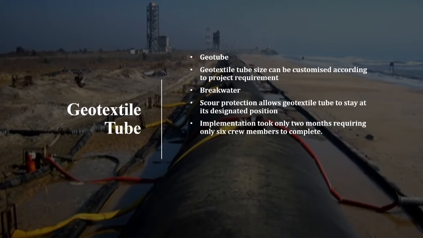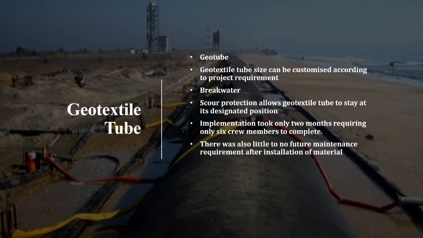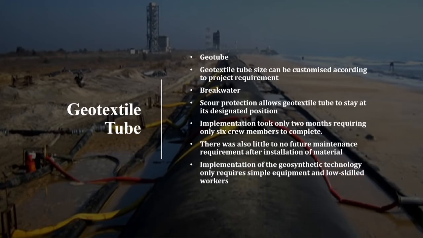The implementation took only 2 months, requiring only 6 crew members to complete. There was little to no future maintenance requirement after installation of the material. This efficiency is unlikely to be seen in conventional hard coastal structures for erosion control. Aside from low consumption of time and construction costs, implementation of geosynthetic technology only requires simple equipment and low-skilled workers, as compared to rock revetments and steel seawalls.